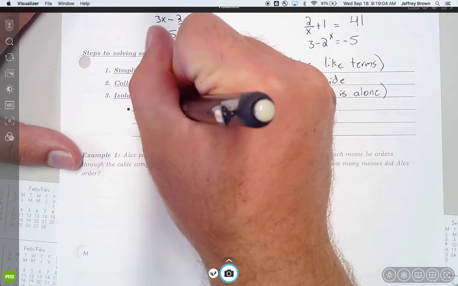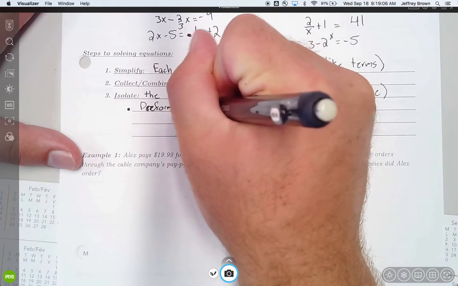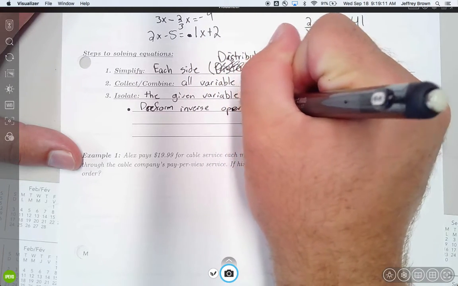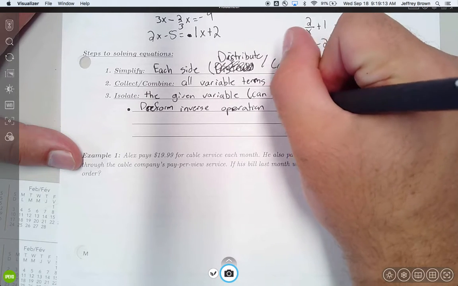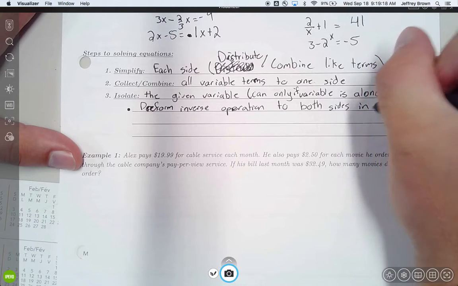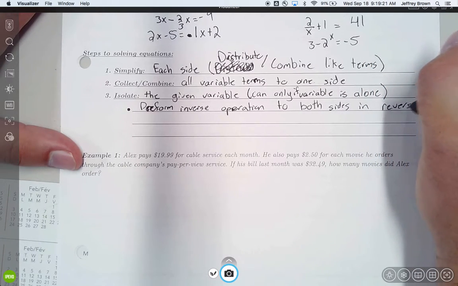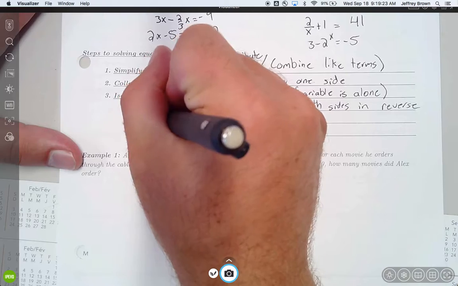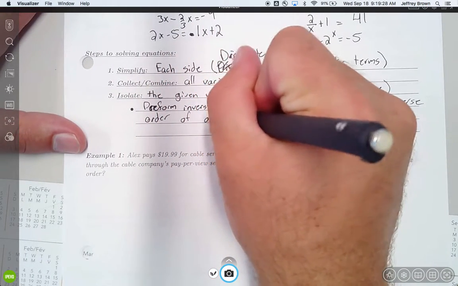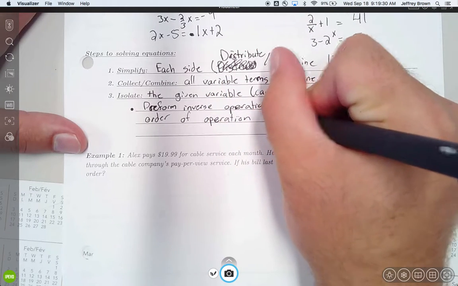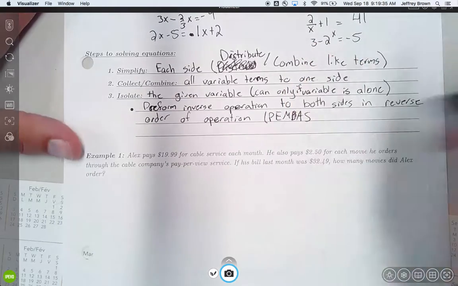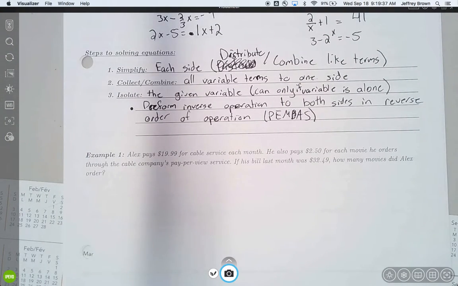Perform inverse operations to both sides in reverse order of operations. So I take my order of operations, which is really PEMDAS. Please excuse my dear Aunt Sally. And parentheses, exponents, multiplication, division, addition, and subtraction. And I do that in the reverse order.